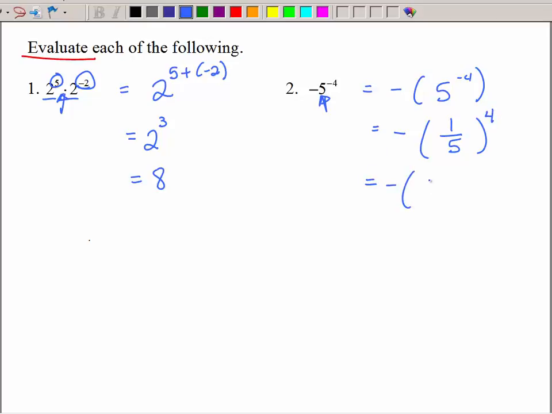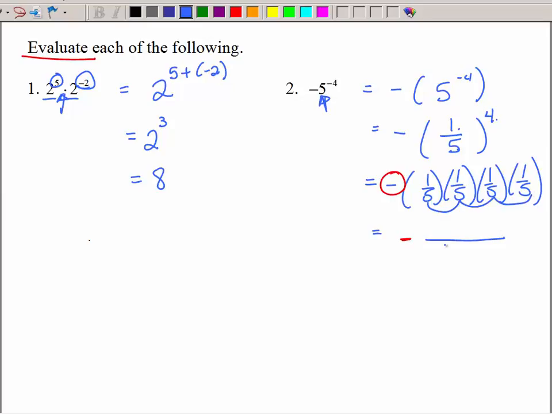That means negative 1/5 times 1/5 times 1/5 times 1/5, or in other words, 1 to the 4th power over 5 to the 4th power. But notice that negative is still lurking out in front. It's not going to go away because we only have one of them. So we multiply all that together. We get 625 on the bottom. We multiply all the ones and we get 1, but the answer is negative 625 because again, the base was just 5.